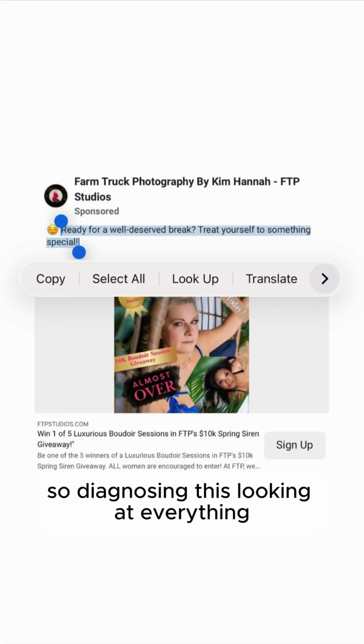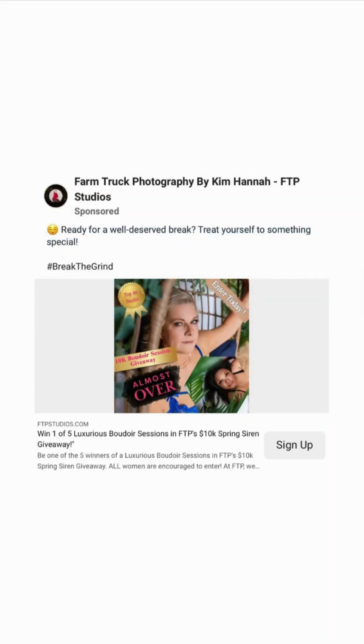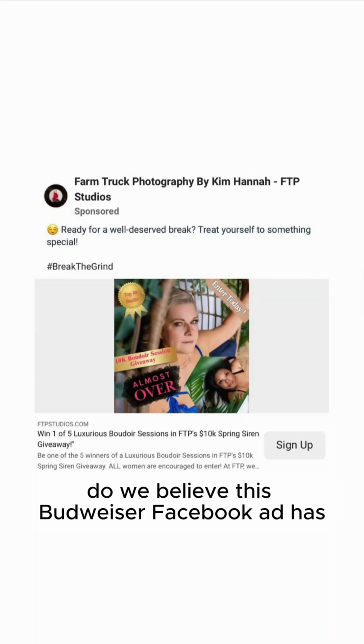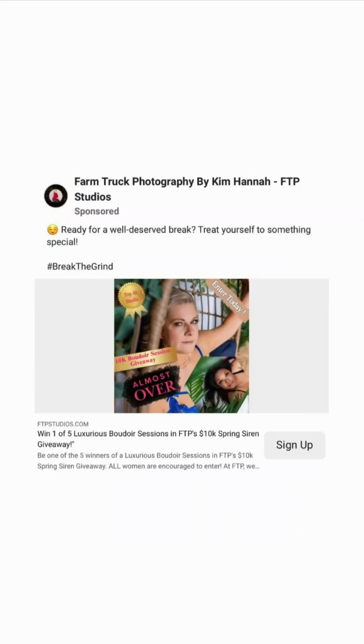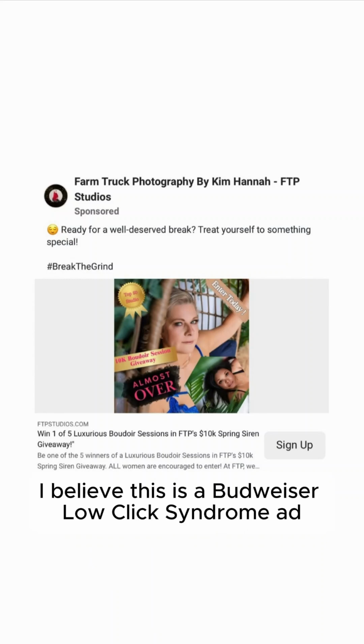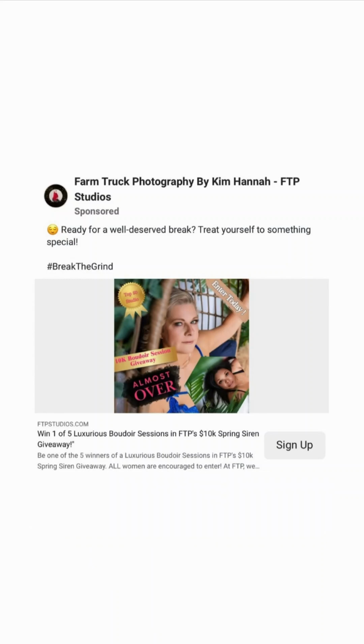So diagnosing this, looking at everything, we believe this Boudoir Facebook ad has a unique CTR under 6%, aka has BLCS, Boudoir low click syndrome. So yes, I do believe this is a Boudoir low click syndrome ad.